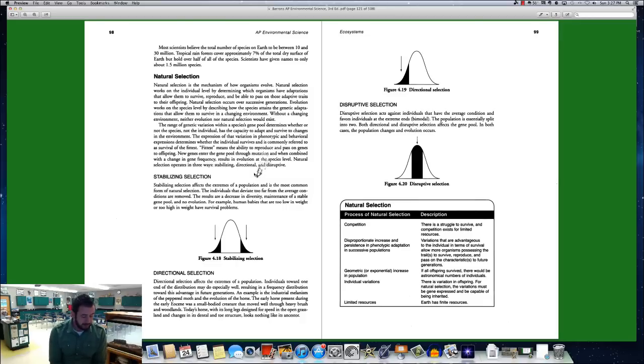Another example, kind of the opposite of it, is directional selection, where directional selection affects the extremes of a population. Individuals toward one end of the distribution may do extremely well, while on the other end they're going to go much further down. An example of this is melanism of the peppered moth, which is an example you learn about in biology, and then the evolution of the horse.